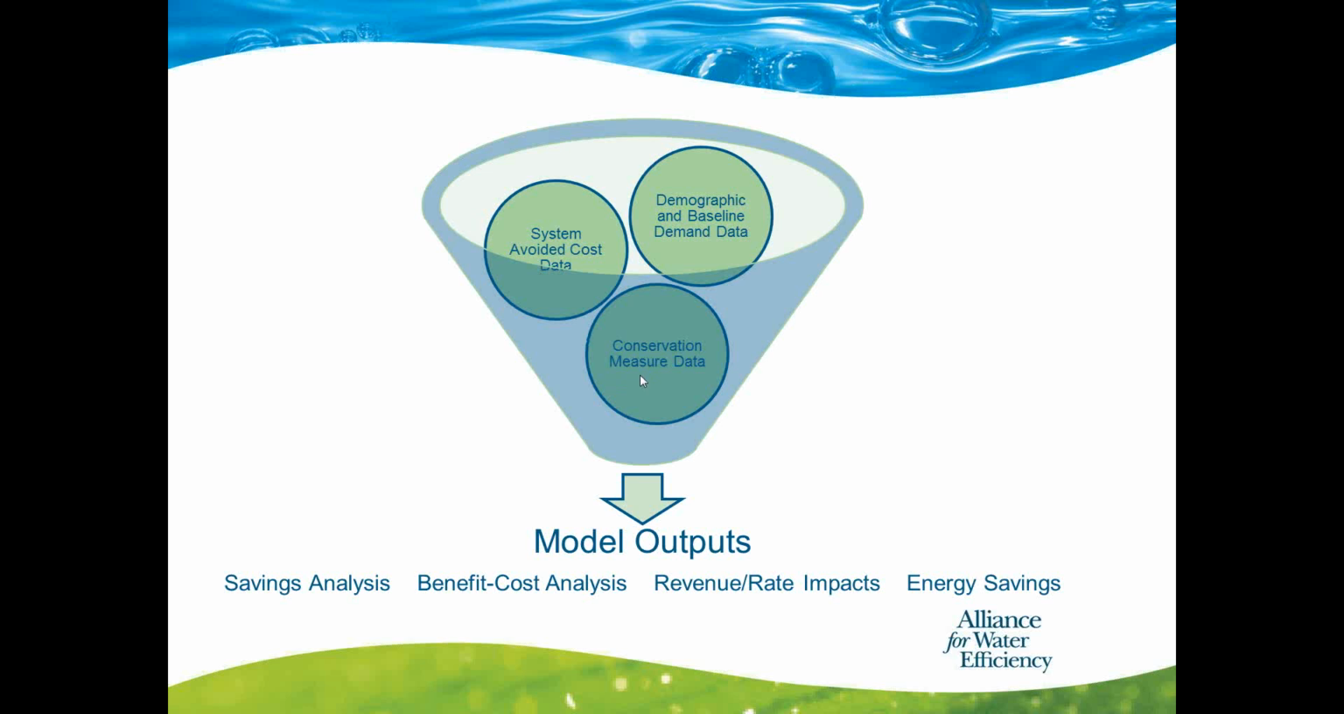So what is the program? What types of water savings would we expect? And what are the costs associated with those programs? And then the tracking tool gives us some very nice outputs in terms of the water savings we can expect from a single program and a portfolio of programs.